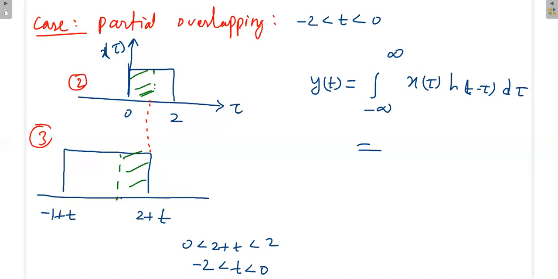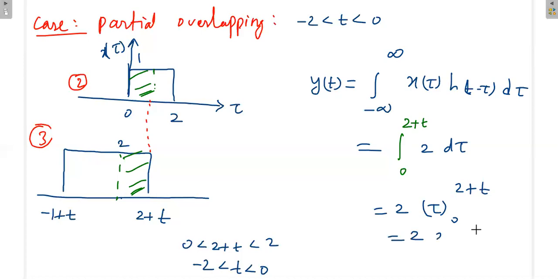Okay, then the integral varies from 0 to 2 plus t, and this has amplitude 1, this has amplitude 2, so 2 d tau. So 2 tau from 0 to 2 plus t, which gives 4 plus 2t. So the answer is 4 plus 2t, and this is valid only from -2 to 0.